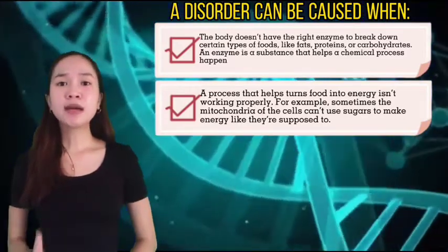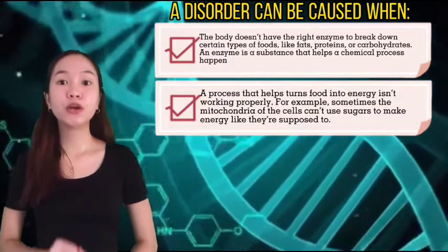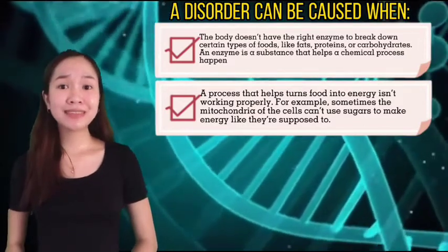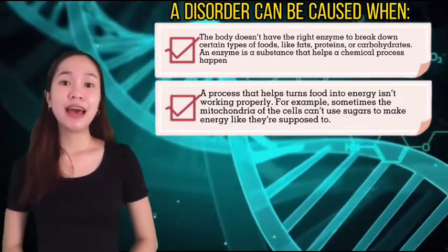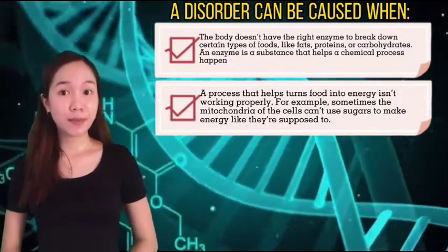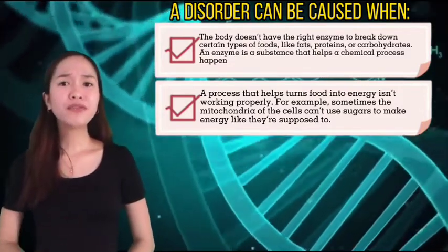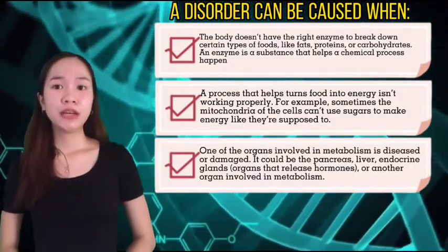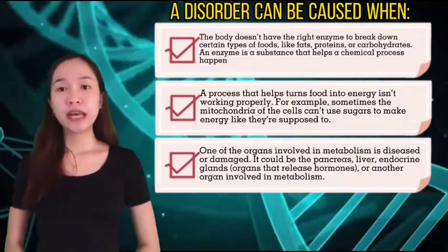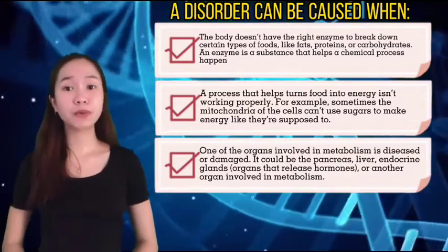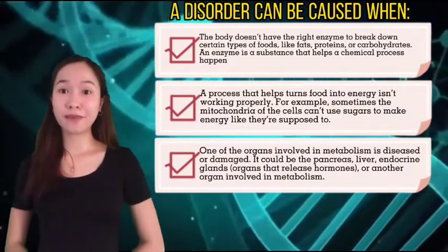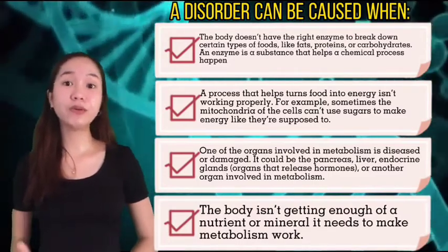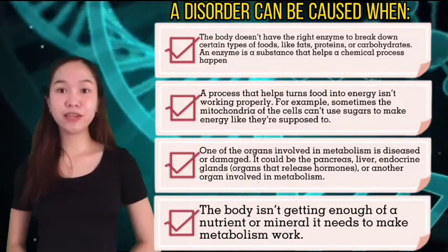For example, sometimes the mitochondria of the cells can't use sugars to make energy like they are supposed to. So, the cells don't get the energy they need and the sugars and oxygen build up and stay in the body. Then, one of the organs involved in the metabolism is diseased or damaged. It could be the pancreas, liver, endocrine glands, or the organs that release hormones, or another organ involved in metabolism. Then lastly is when the body isn't getting enough of a nutrient or mineral it needs to make metabolism work.